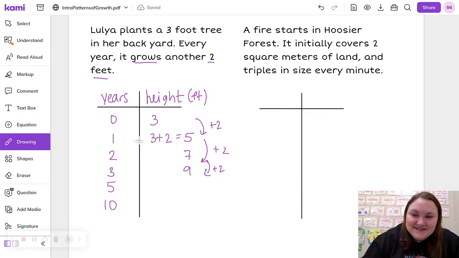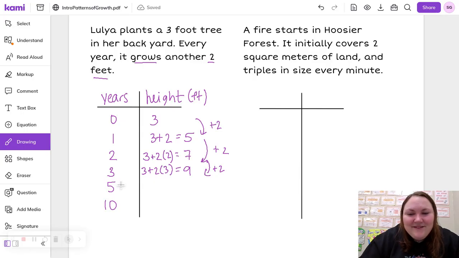Another way you can do this is thinking about a math expression you could use to get the height for any number of years. So for example, after 2 years, we are starting at 3 feet, and it's growing 2 feet every year, and it's been 2 years. And so by doing the math that way, 2 times 2, it means it's grown 4 feet, plus 3 gives us 7 feet. And I can keep doing that for these others.